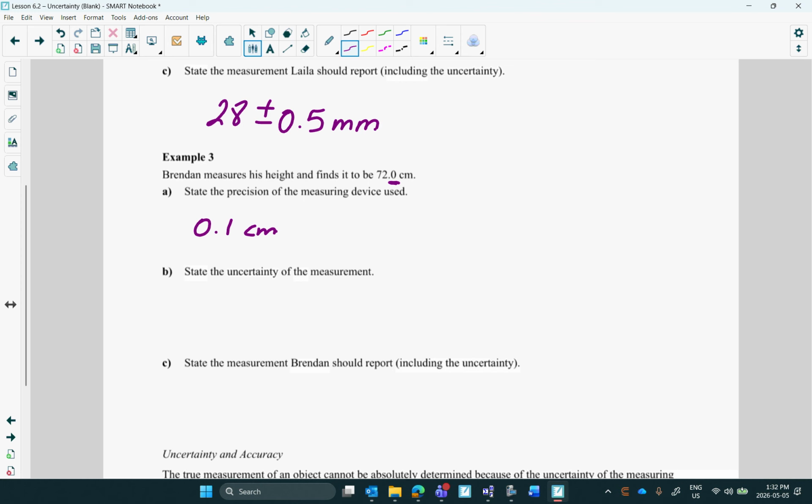If there were 2 decimal places, it'd be 0.01. If there were 3 decimal places, it'd be 0.001, etc. The uncertainty, we take the precision, divide by 2, and we get 0.05. Therefore, our uncertainty is plus minus 0.05 centimeters.